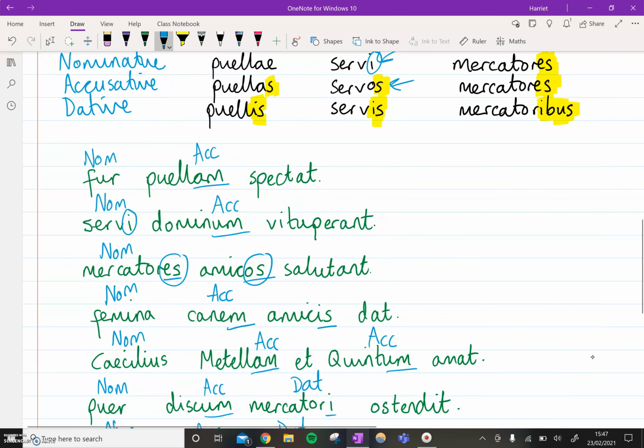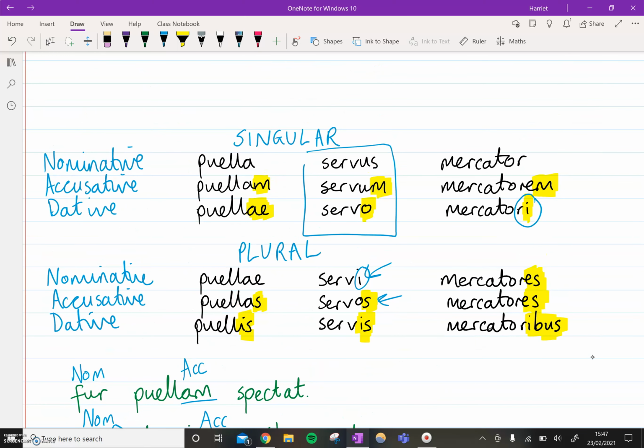I will scroll back up so you can have another nice look at this table, and if you need to, pause the video, copy this out, maybe try covering it up, and try practicing what those endings are. You need to learn them off by heart, and you don't just need to learn them as random letters in your head, you've got to make sure that you know what they mean. So remember, nominative is the doer, accusative is the receiver, dative we translate as 2 or 4.